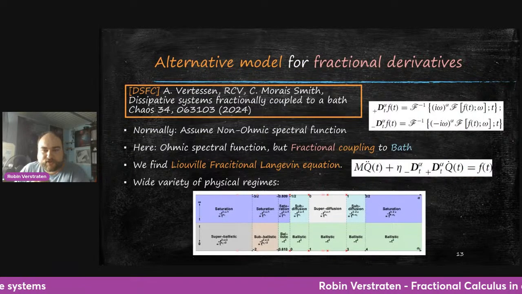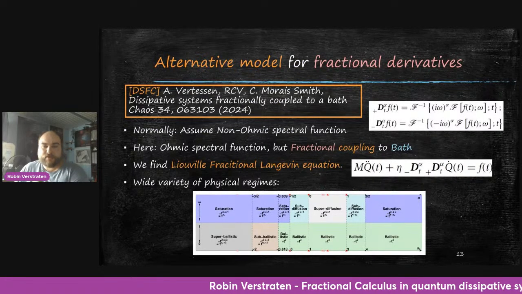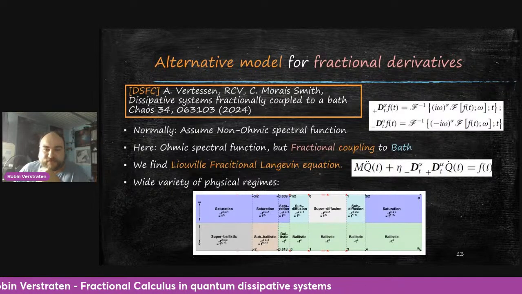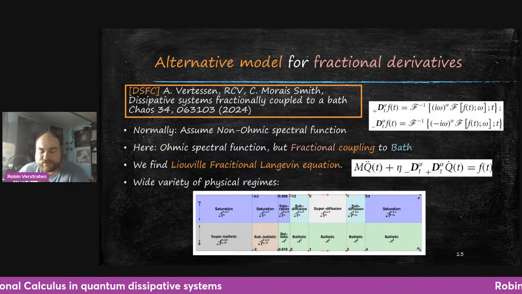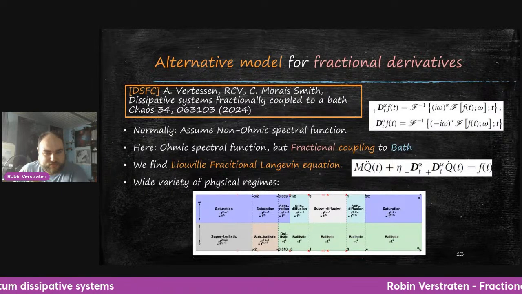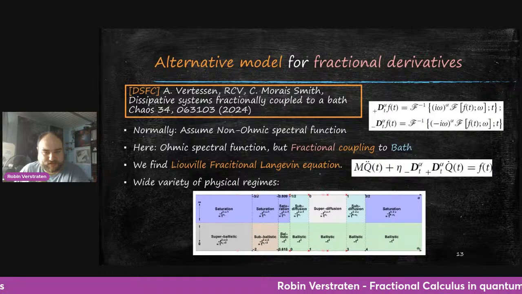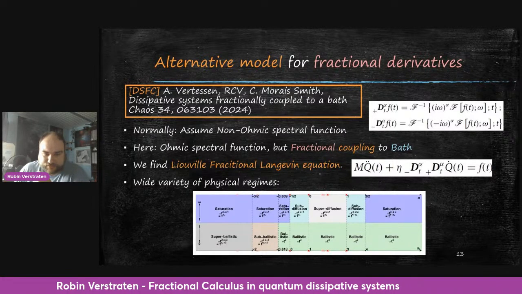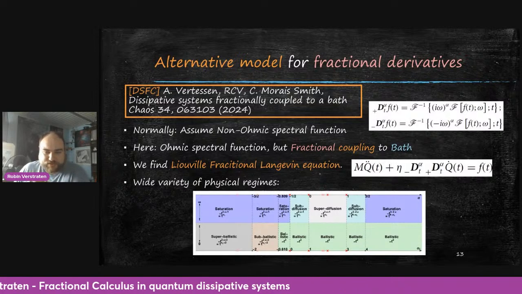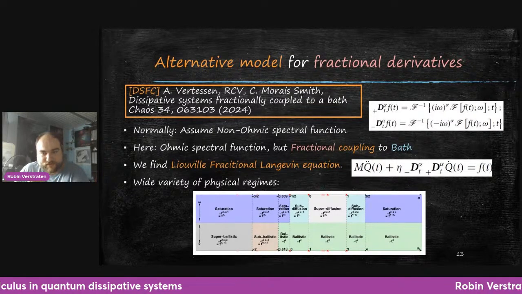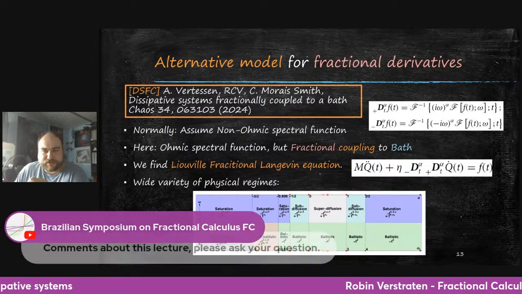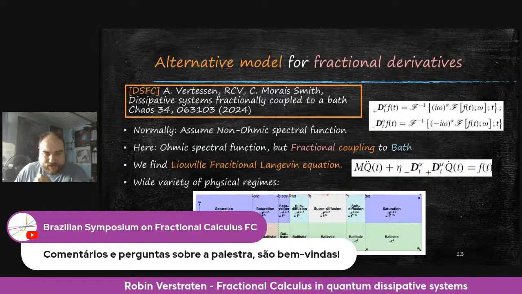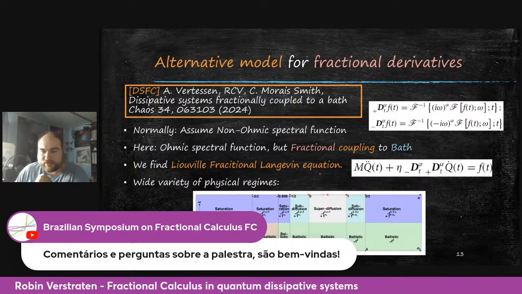Now, finally, I want to do one quick shout out to this paper, which we did with a student of ours. And this is an alternative model to derive fractional derivatives. So as you saw, we always had to assume that the spectral function was nonlinear, that it's non-ohmic. But actually, it turns out this is not a necessary assumption. What you can also do is assume that the coupling between the bath and system becomes fractional, so it includes a fractional derivative. And in that case, we showed that you can derive this Liouville fractional Langevin equation.